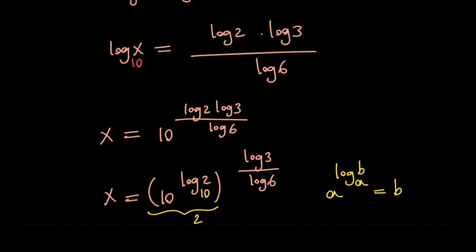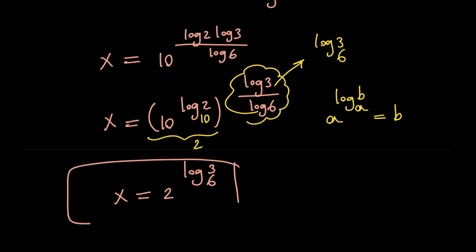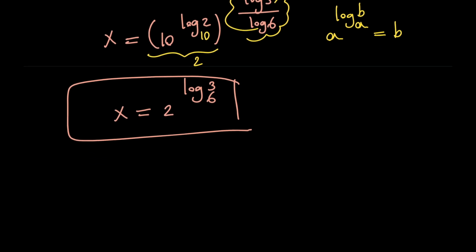And notice that by using the change of base formula, we can say that this is log 3 with base 6. So if we simplify this, we have x equals 2 to the power of log 3 with base 6. Cool. So this brings us to the end of the first method. Let's go ahead and take a look at the second method.